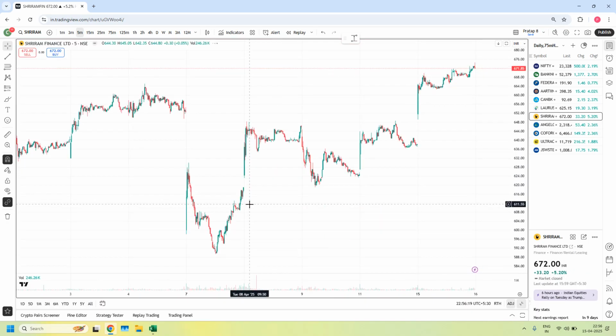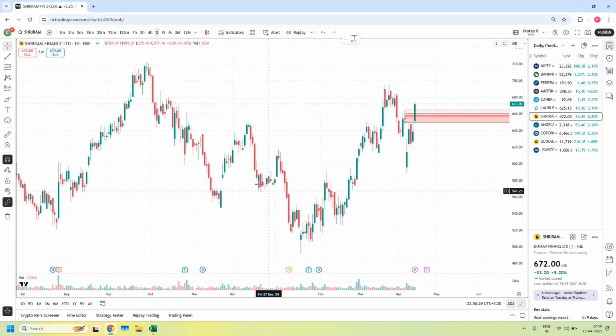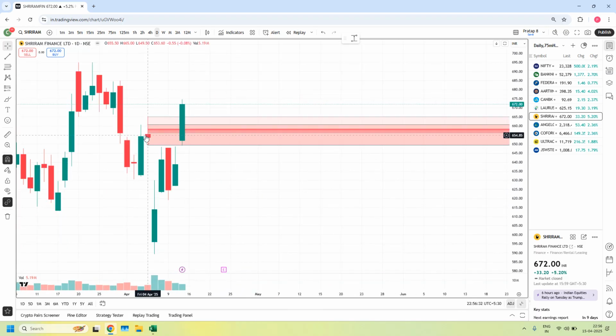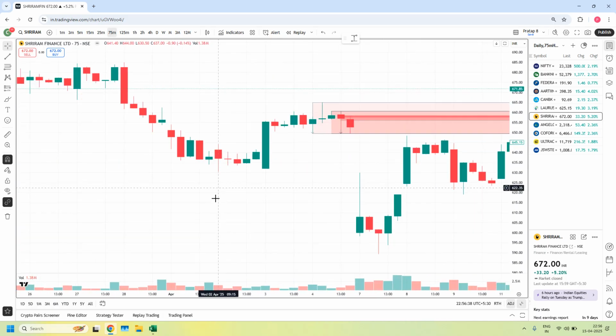Next one is Sriram Cements. This is the one, a tested zone. We identified this zone will violate. Okay, let's go to the daily time frame. Software identified this zone as a rally base drop. This daily zone is fine tuned with the 75 minutes time frame.